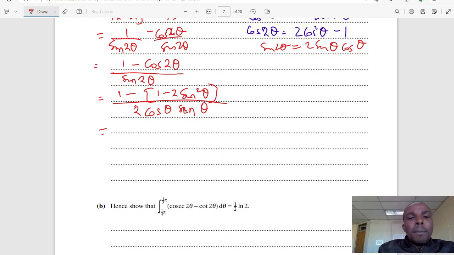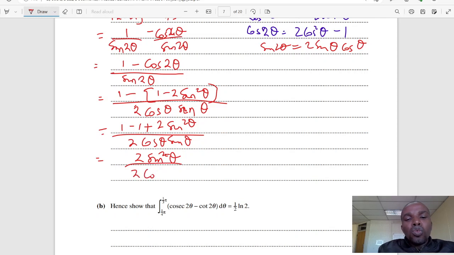Right, remove the bracket: 1 minus 1 plus 2 sine squared theta over 2 cos theta sine theta. Then 1 minus 1 is 0. It will be 2 sine squared theta over 2 cos theta sine theta. If you simplify, sine squared means sine times sine, so the sine will cancel a sine, the 2 will cancel out. We'll be left with sine theta over cos theta. That will be tan theta.